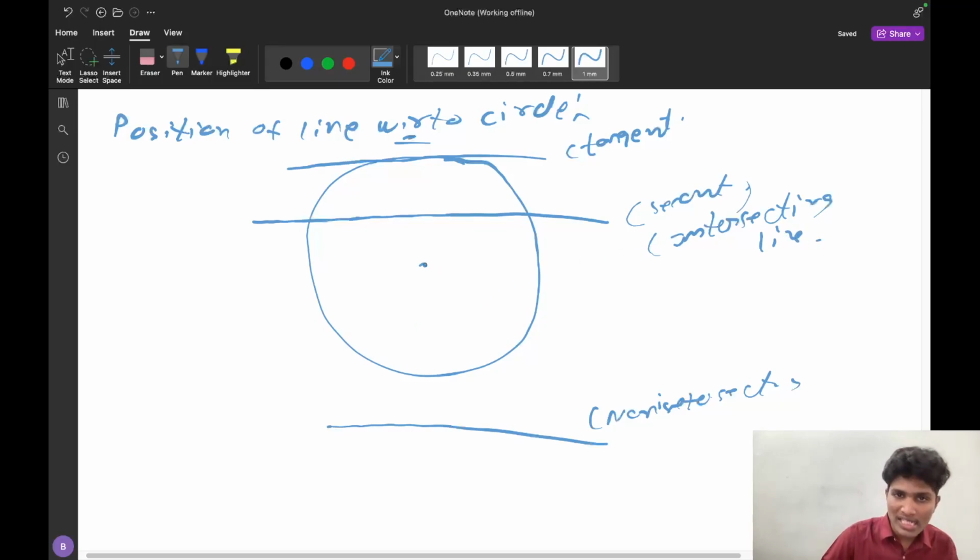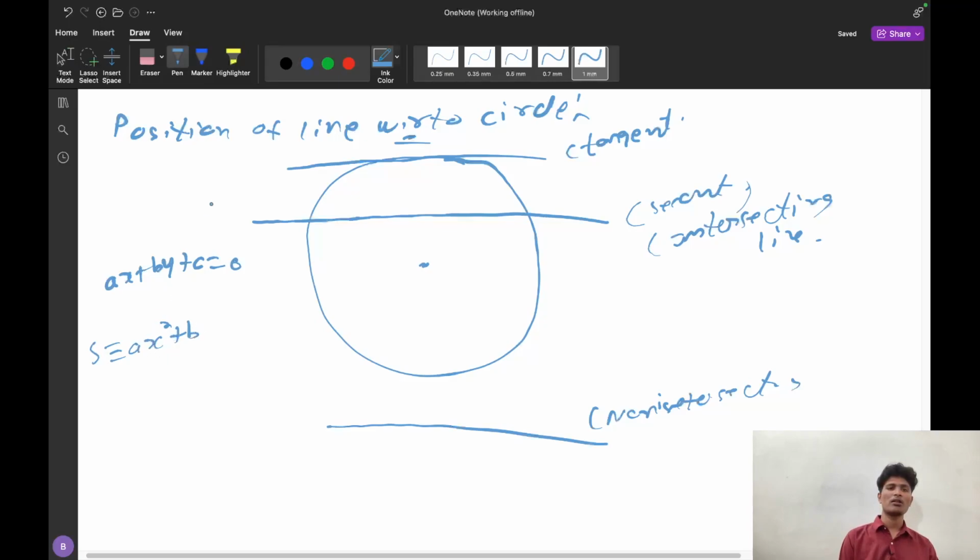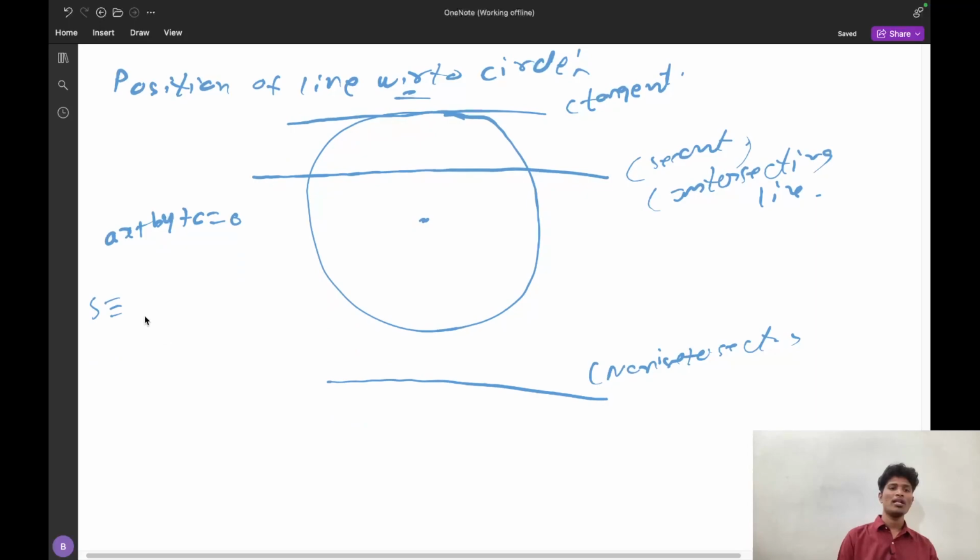So with respect to the radius, I can decide now. I already said, suppose ax plus by plus c is equal to 0 is the line equation, and the circle equation is s equal to, sorry, it is not ax square. It is x square plus y square, because I already said the values of a and b will be 1 in the case of a circle. So x square plus y square plus 2gx plus 2fy plus c is equal to 0.